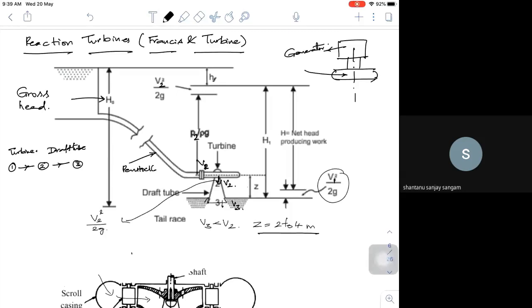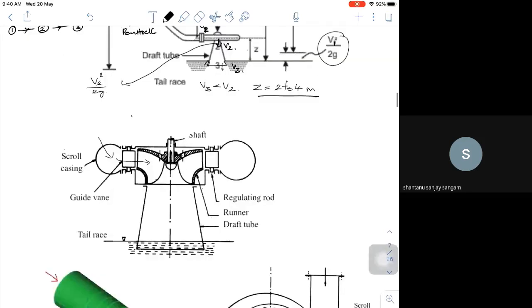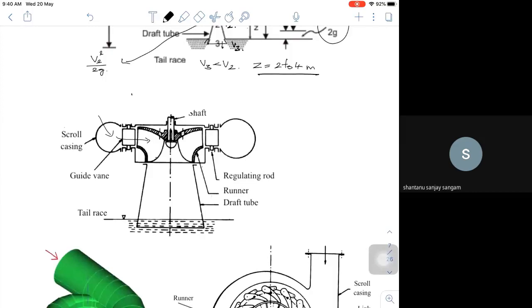This is about how a reaction turbine power plant will look like. Now, specifically for a Francis turbine, how it looks like, I have a sketch here.